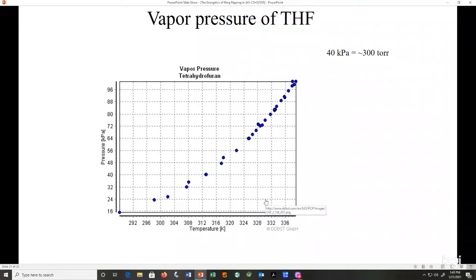So here's a vapor pressure chart of tetrahydrofuran, and you can see right here, if I come over to about 40 degrees Celsius, I can see that the vapor pressure of the THF is about 40 kilopascals, which is approximately 300 torr. So the 300 torr is a really good spot to be in between atmospheric pressure and a near vacuum. So we're going to set the temperature to 40 degrees, and we're going to go ahead and rotovap off the THF.